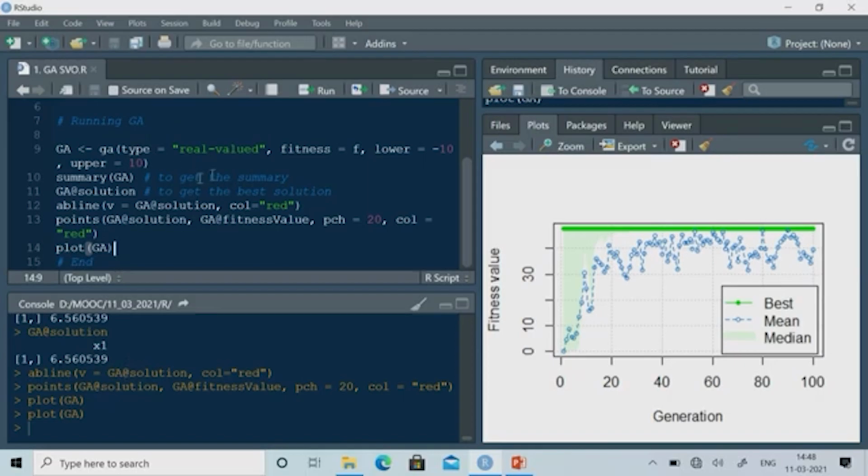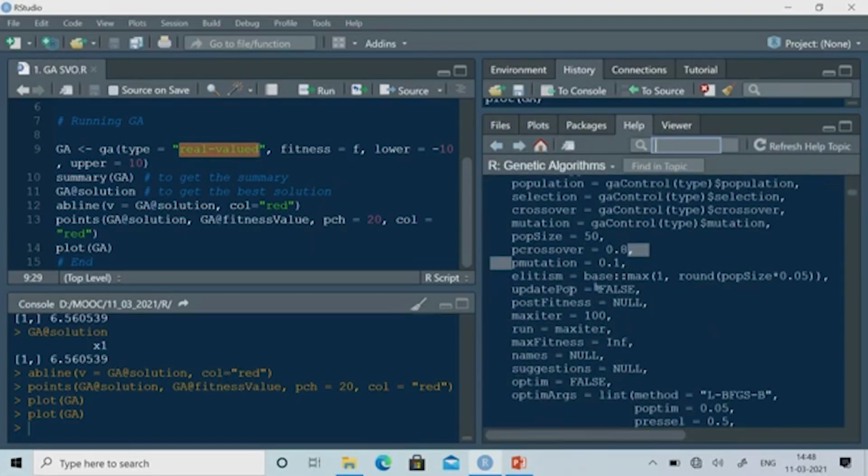As you have seen, we have used the GA function here. Now I can show you. I did not define many parameters here. I have only defined what type of GA I am using. I have used real valued, and the fitness function you have to define anyway, and I am using just upper limit and lower limit.